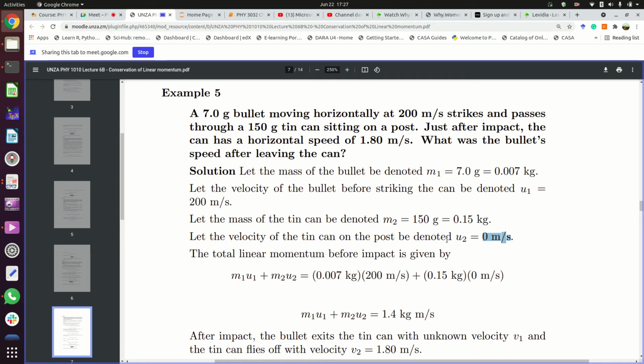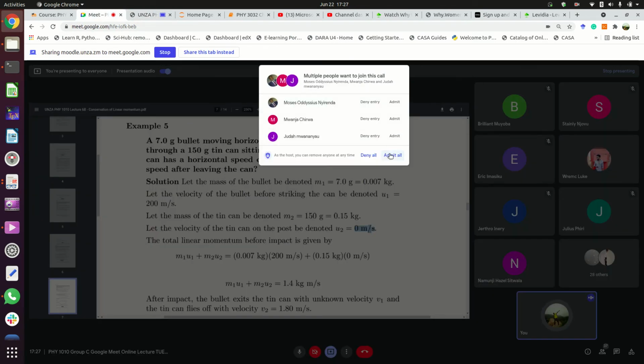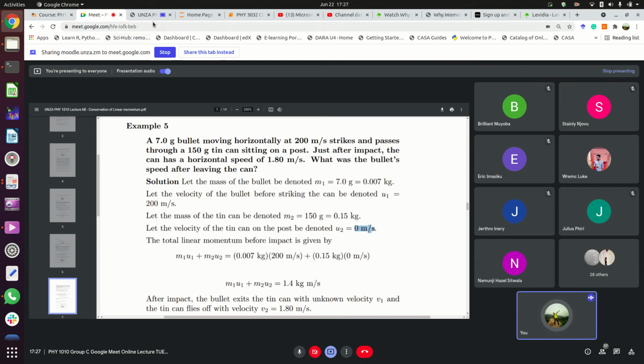We can work out the total linear momentum before impact. Basically, total linear momentum before impact is a measure of how much motion is happening. What is the sum of the motion which is happening before impact? The amount of motion which is there is given by linear momentum, and that's basically what we do here.